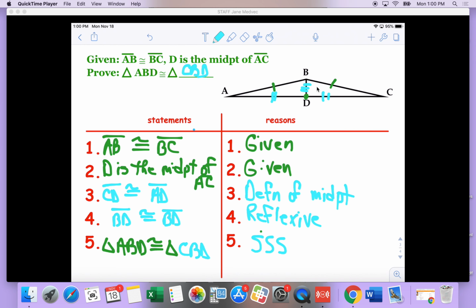Okay, this is the start of proofs. It seems pretty benign, kind of easy at first, but it gets really wicked as we add more and more, like angle, side, angle, side, hypotenuse, leg. As we add more, it starts getting kind of nasty. So make sure that you do your assignment and you ask questions.